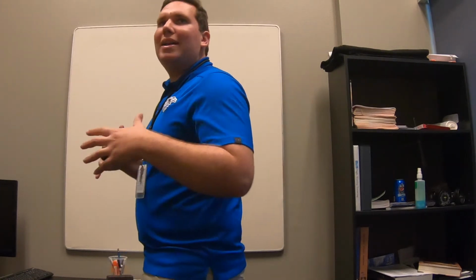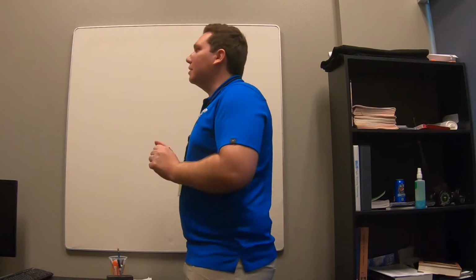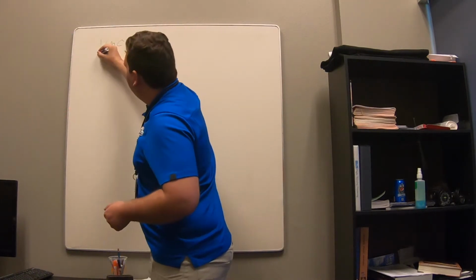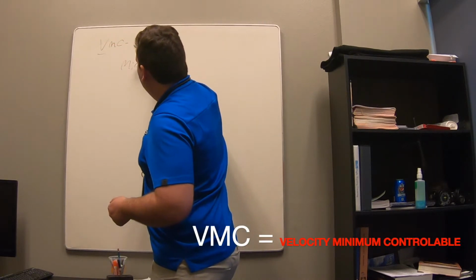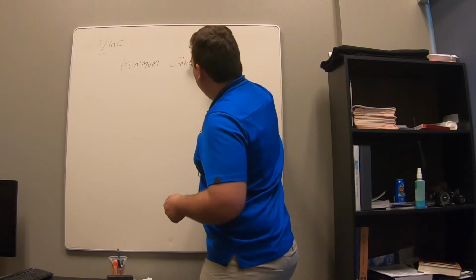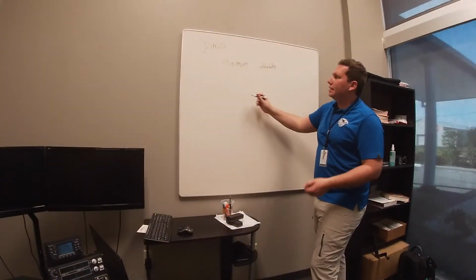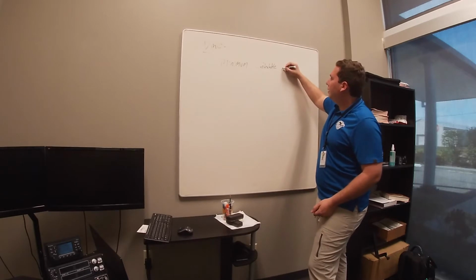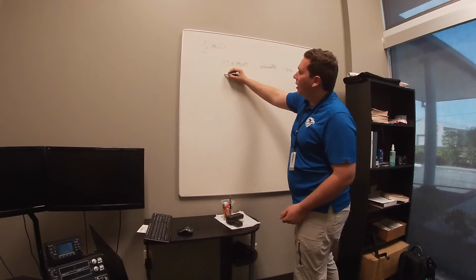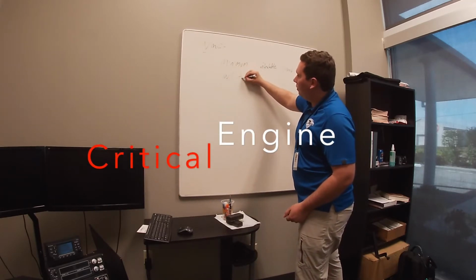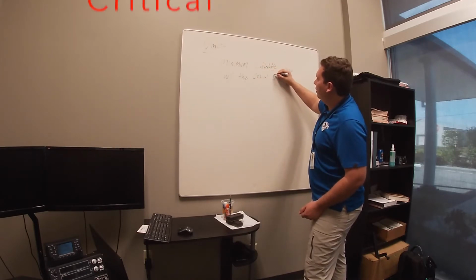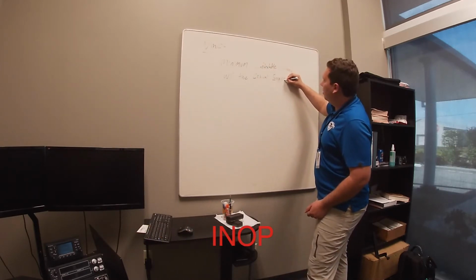So let's get started. Let's go ahead and define what VMC is. VMC, by definition, is velocity minimum controllable. So here the pilot is flying. What that means is minimum controllable airspeed, in a multi-engine airplane with the critical engine inoperative.